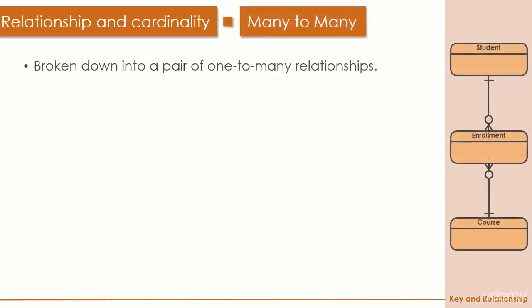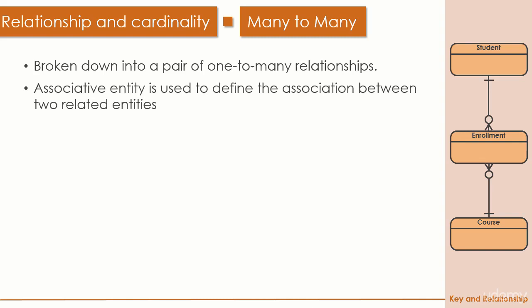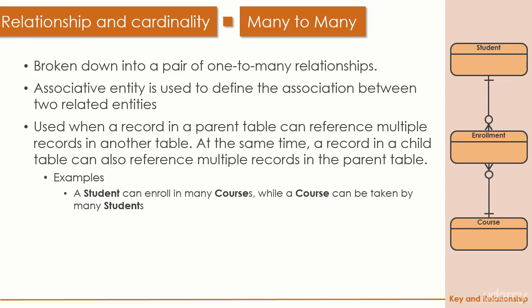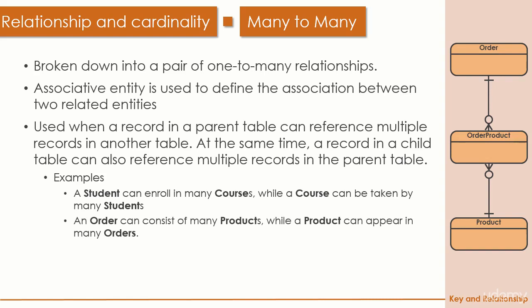The many-to-many relationship. Basically, the relational database doesn't support a real many-to-many relationship. In this case, we need to break it down into a pair of one-to-many relationships and have an associative entity, an associative table, between these two entities. It's used when a parent record references multiple records in another table and vice versa. The example is that a student can enroll in many courses and a course can be taken by many students, so it is a many-to-many relationship. Another example is that an order can contain many products, while a product can also be added to more than one order. This makes sense. Otherwise, why would we need a separate order?